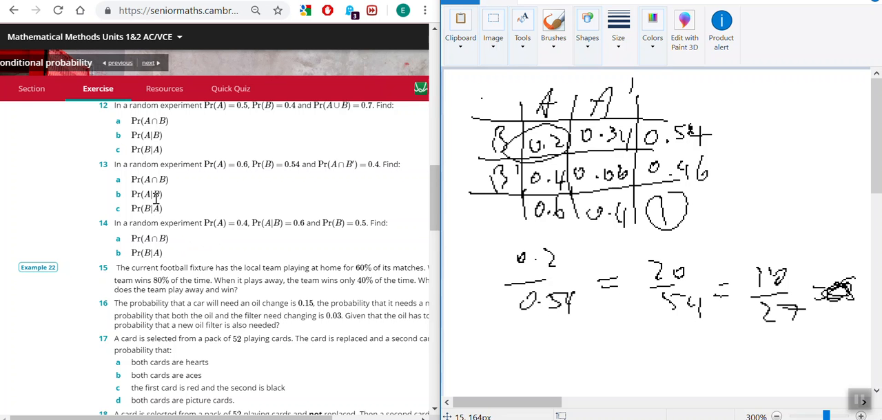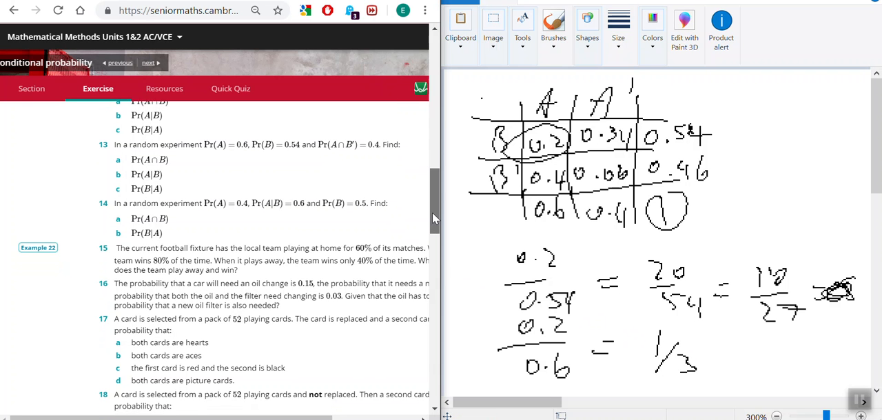The probability of B given A, so given the column A, 0.6, what is the probability of B? Again, it's 0.2. Out of A, what's the probability of B alone? So it's 0.2 out of 0.6, so that's a third. Okay, so that's basically how you do question 13.